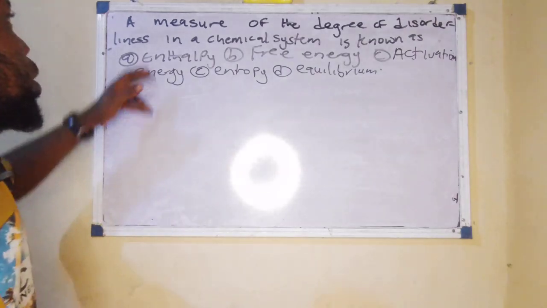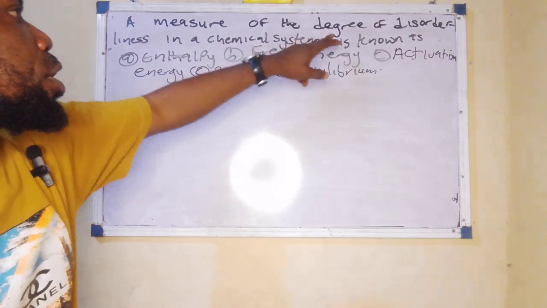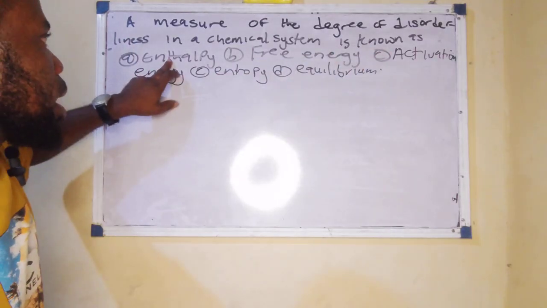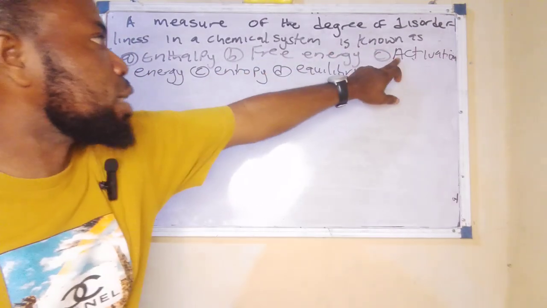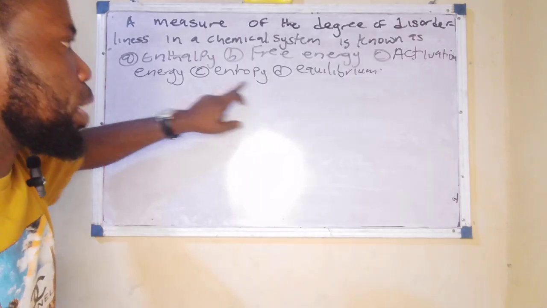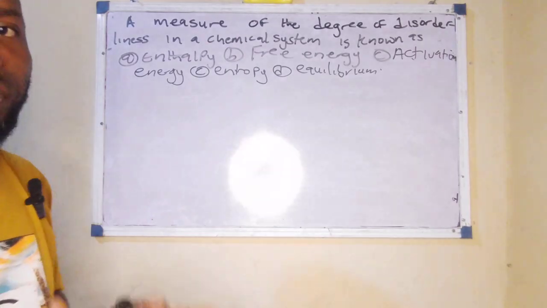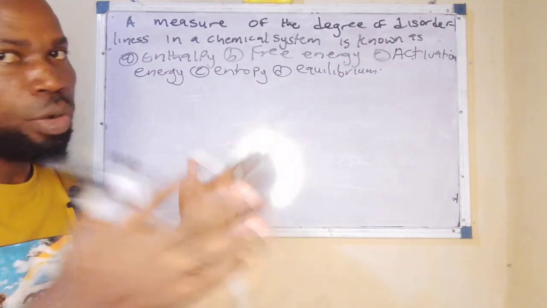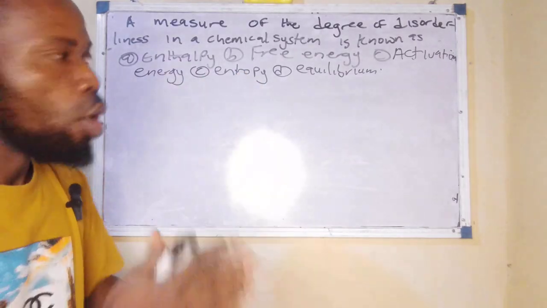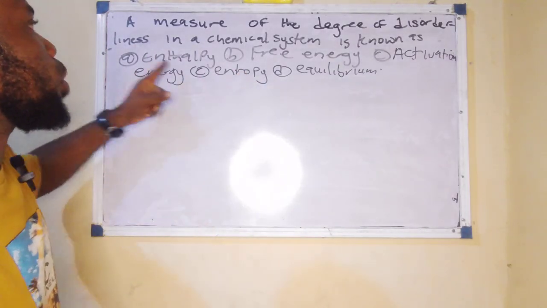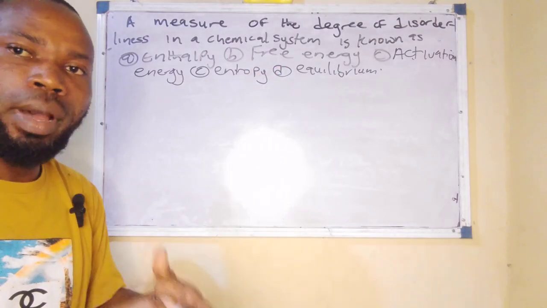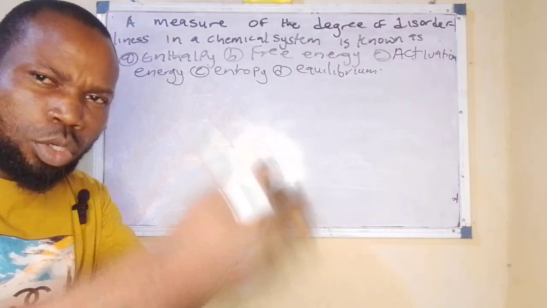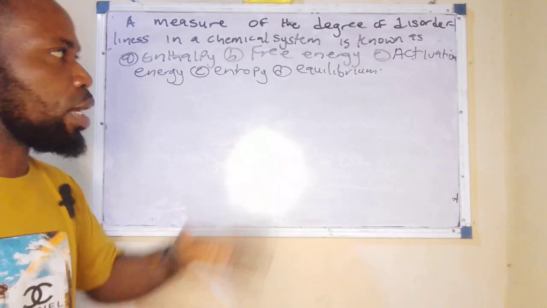Now, look at the question. They said a measure of the degree of disorderliness in the chemical system is known as dash. The options are enthalpy, free energy, activation energy, entropy, and equilibrium. First thing first, the answer is not the problem. We already know the answer. I will reveal the answer for those of us that don't know. But I just want us to analyze each of these options, in case you come across these questions in subsequent examinations, so you're able to track it down.